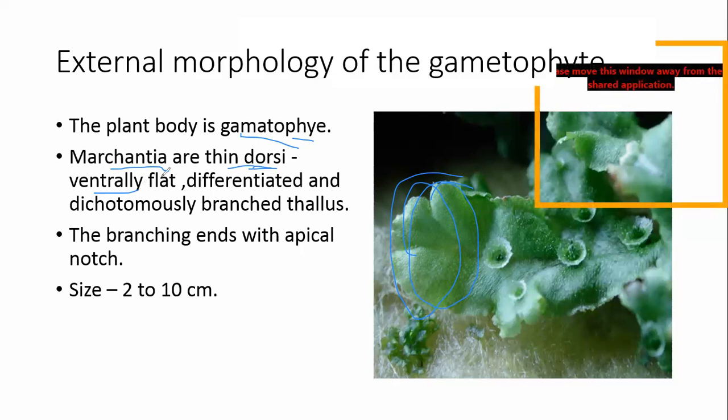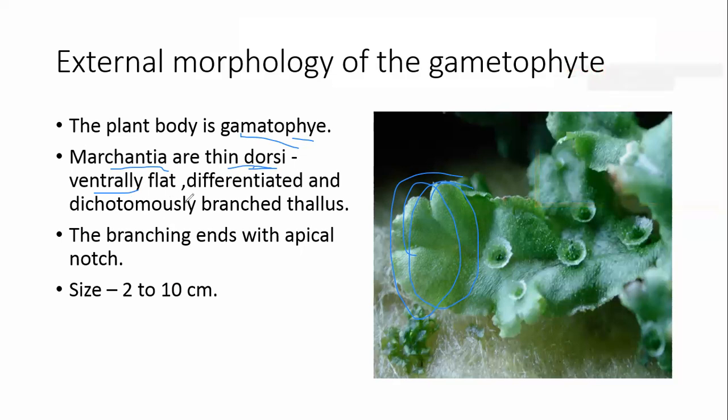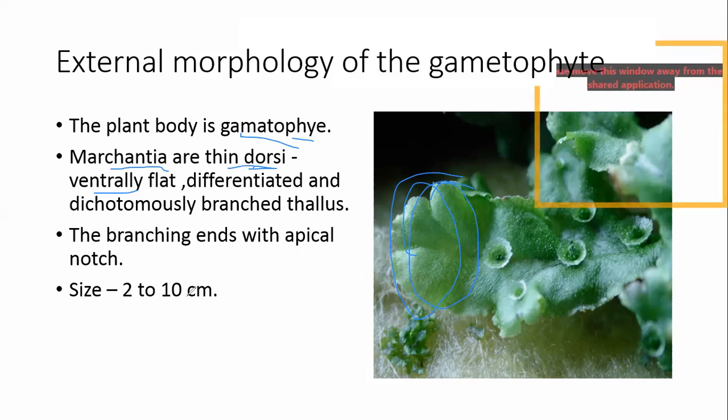Means the thin structure. If you take the thumb of your hand, this section can be considered as Marchantia. It can be differentiated into an upper region and a lower region, right? So as such, even Marchantia can be differentiated into an upper region and a lower region. The upper region is called the dorsal region. The lower region, which is facing towards the earth, is called the ventral region. So this plant body can be differentiated into dorsal and ventral regions. They are called dorsiventrally flat.